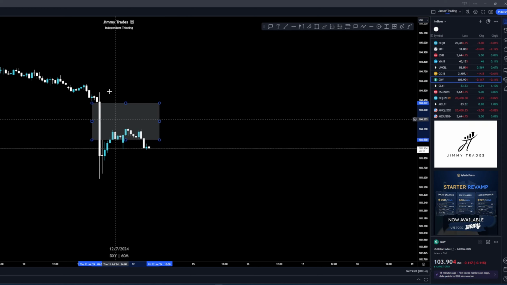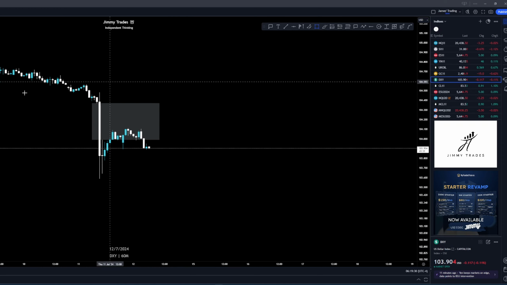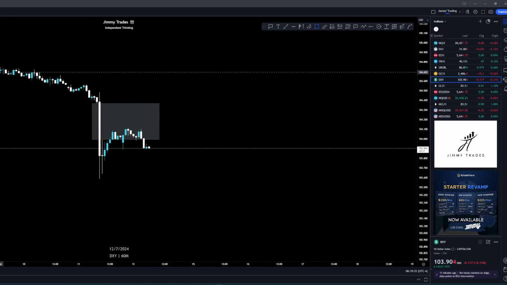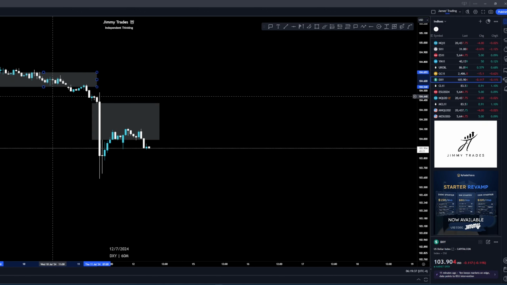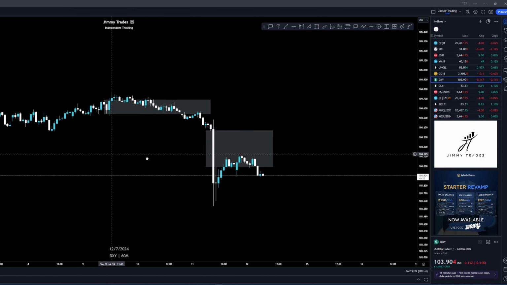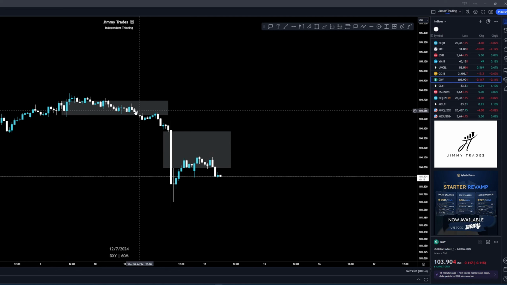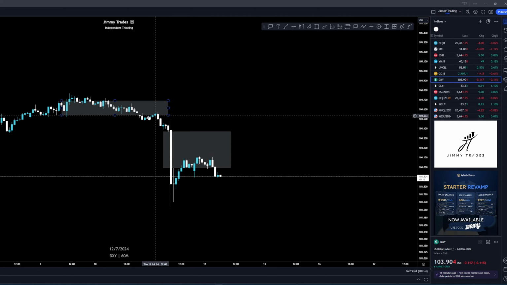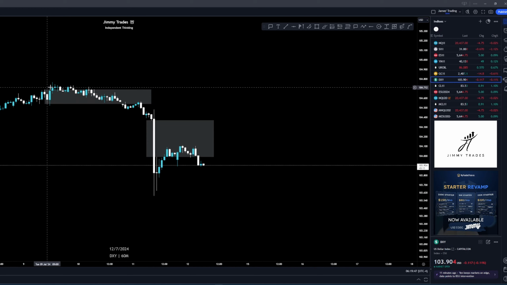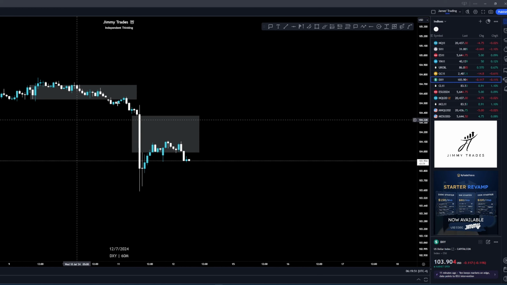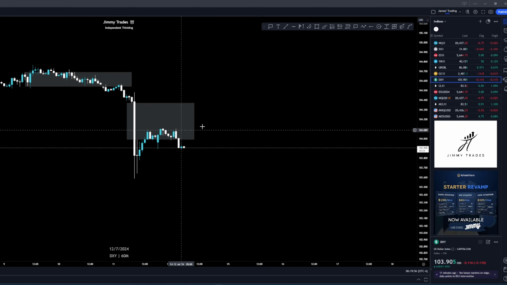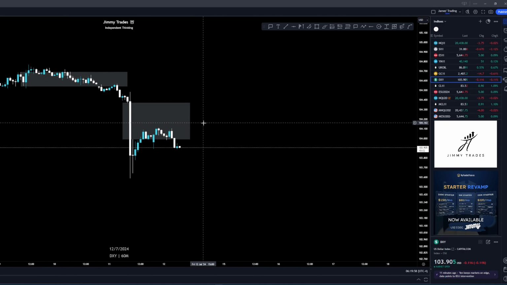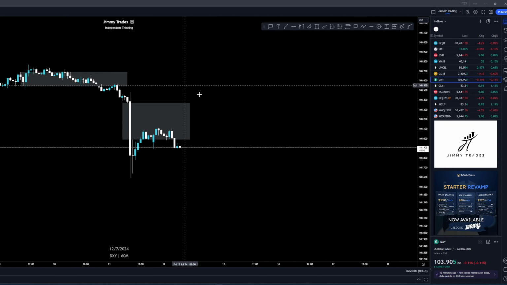Price respecting bearish PD array. Breaker. Bearish breaker, continuation breaker. Displaces through, retests. Stop hunt above these highs. So we're definitely bearish at the moment. So I anticipate that to continue today.